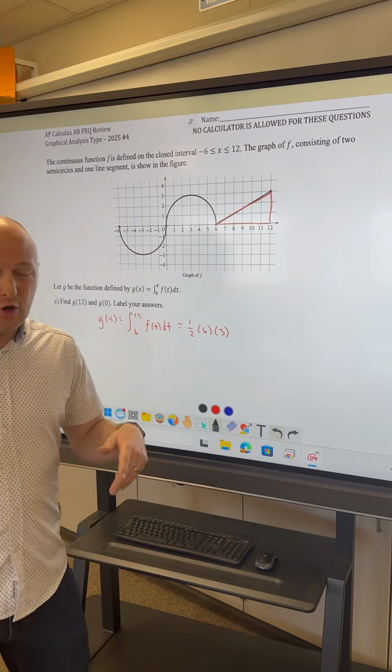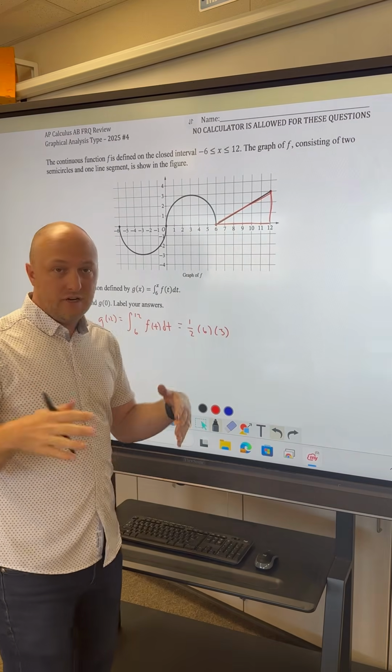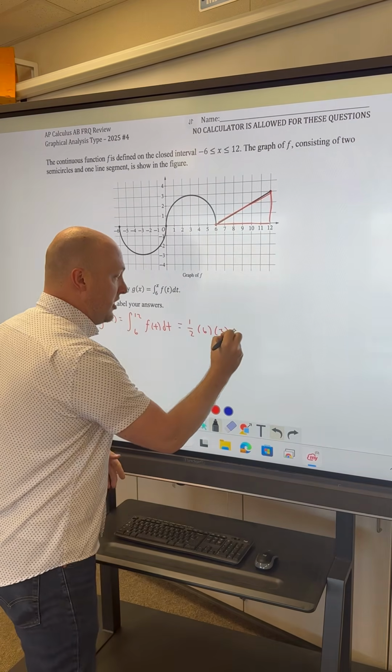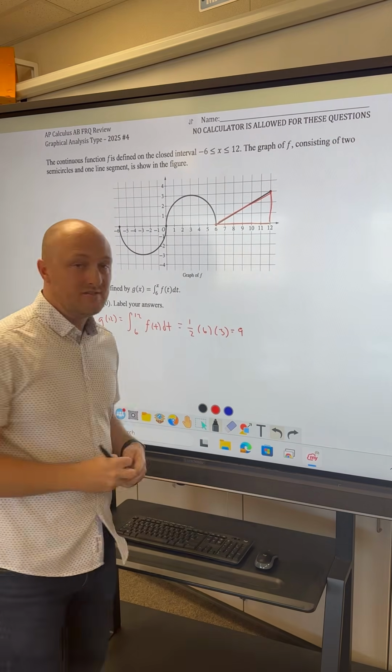Now, this is numerical. You could stop here in order to earn the point, or you can go ahead and do some simplification, but watch out. You better be sure if you go ahead and do that. 3 times 3 gives us 9.